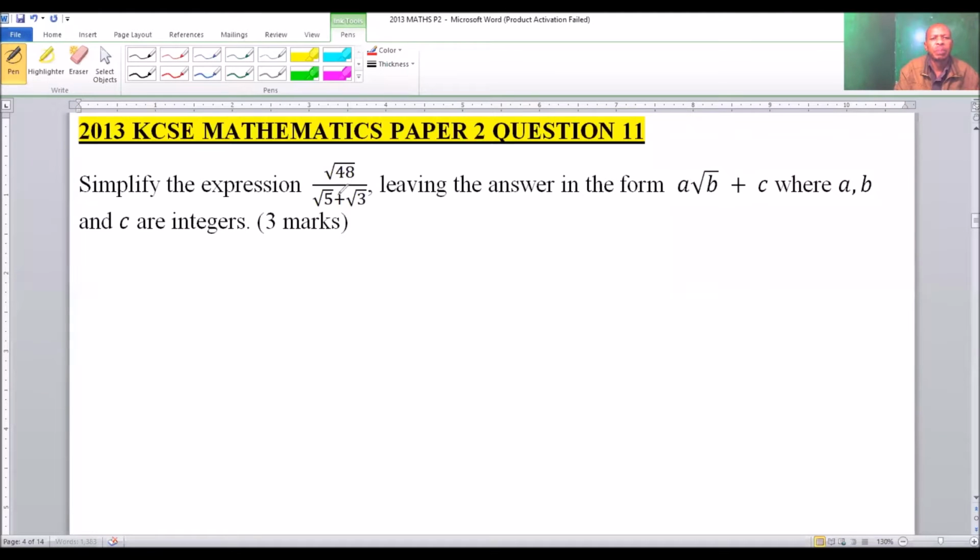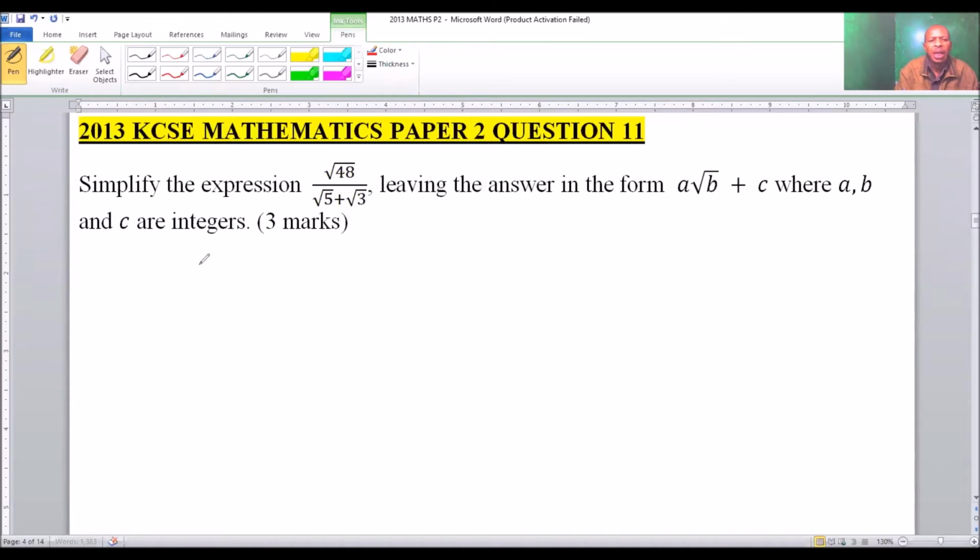This is 2013 paper 2 question number 11. We are to simplify the expression root 48 divided by root 5 plus root 3, leaving the answer in the form a root b plus c, where a, b, and c are integers. And you get 3 marks.